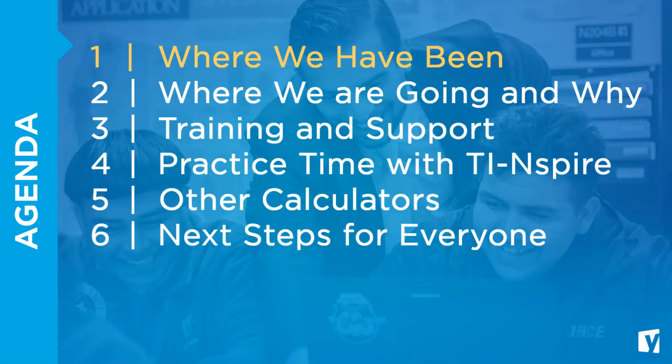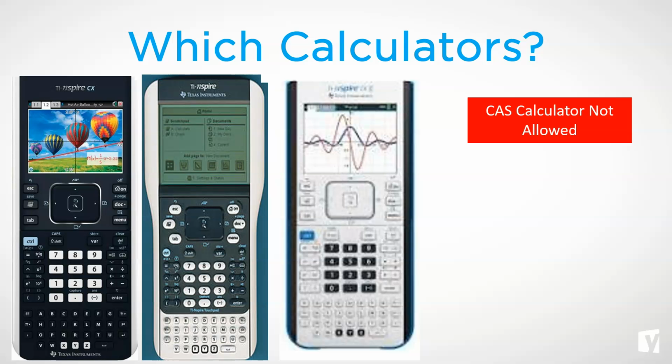We are going to spend just a little bit of time looking at where we've been with the graphing calculator, how we've been handling things, where we're going and why. We'll talk a little bit about the training and support that is being offered. We'll then actually get some practice time with the TI-Nspire and some moves that you'll need to be able to do or others on your campus will be able to do. We'll talk about our policy for other calculators being used, and then finally next steps for everyone.